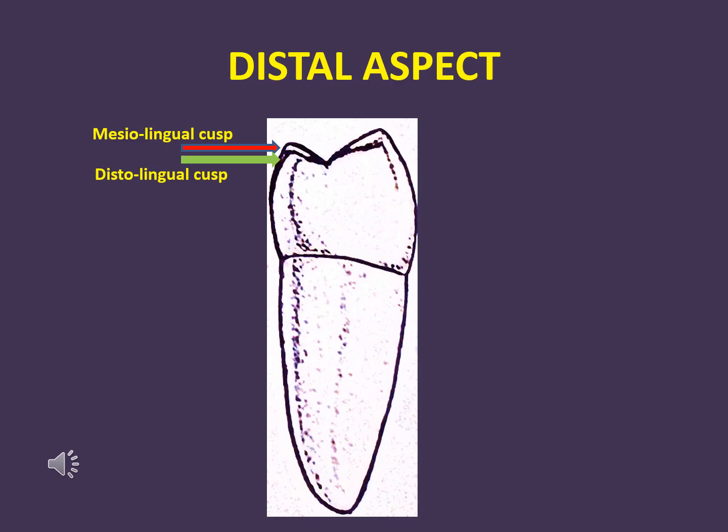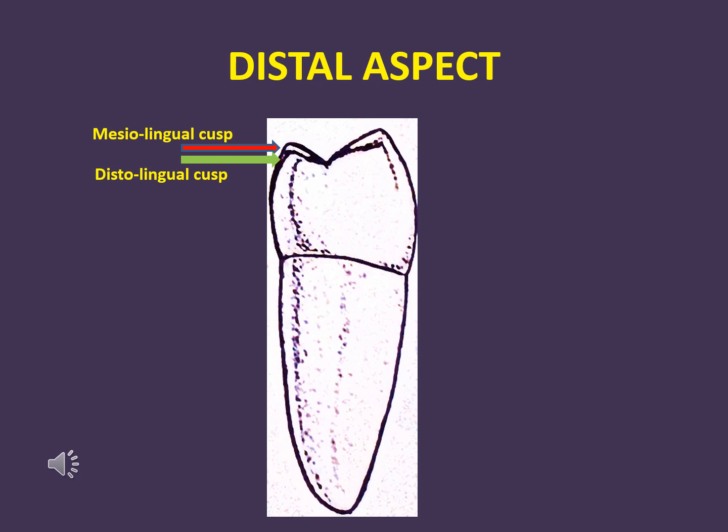Now we'll see the distal aspect. Morphologically, the distal aspect is similar to that of the mesial aspect. The similarities include the shape of the crown from the distal aspect and the outlines from the distal aspect. Even the root from the distal aspect looks similar to that of the mesial aspect.